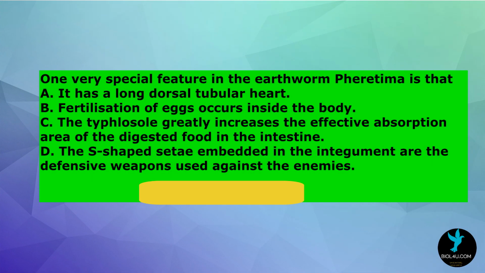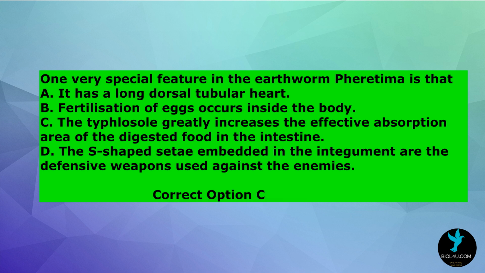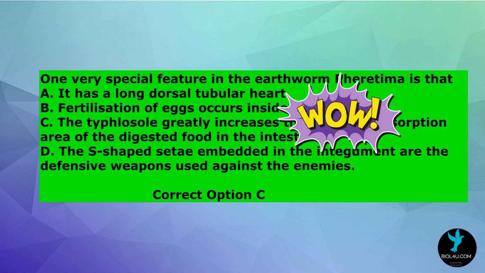Question number 9. One very special feature in the earthworm Pheretima is that: Option A. It has a long dorsal tubular heart. Option B. Fertilization of eggs occurs inside the body. Option C. The typhlosole greatly increases the effective absorption area of the digested food in the intestine. Option D. The S-shaped setae embedded in the integument are the defensive weapons used against the enemies. The correct option is C. The typhlosole greatly increases the effective absorption area of the digested food in the intestine.